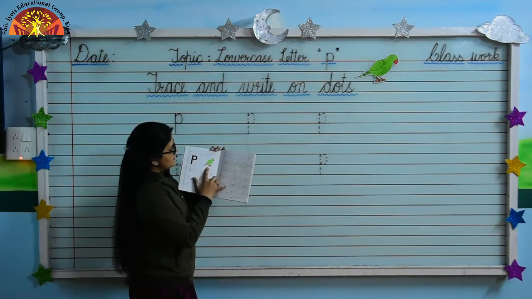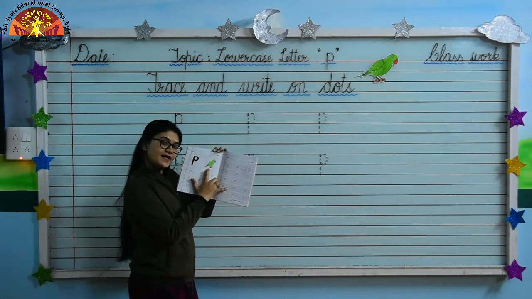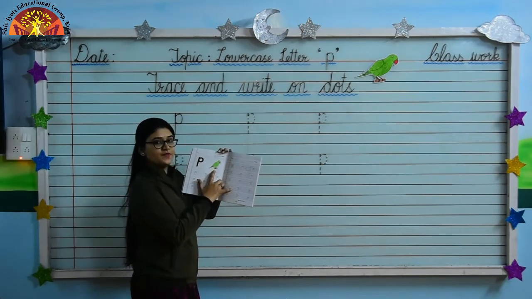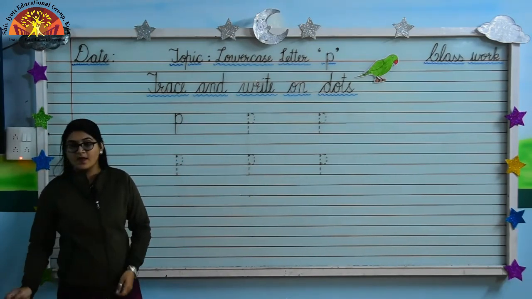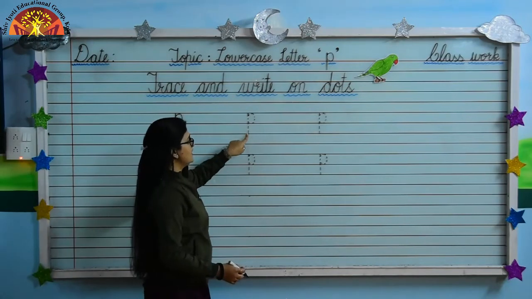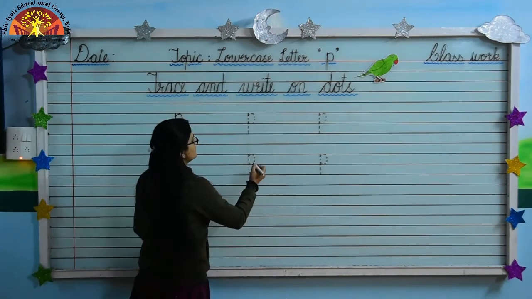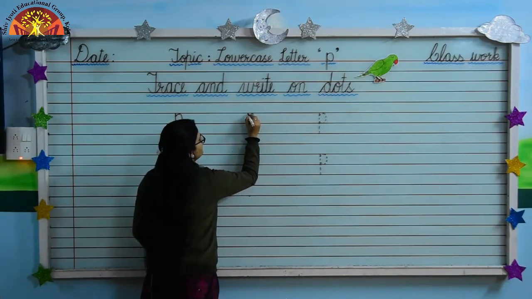So kids, as you can see, there is a picture of a parrot. So fill the color very beautifully like this. Now sharpen your pencil. First we will trace lowercase letter P. So put your pencil here and draw standing line very slowly like this.